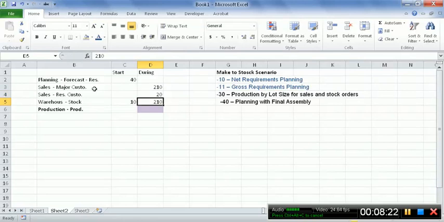We shall produce this plus this, right? So we'll disregard this one. I'm sorry, it should be here. We shall produce 210 units.